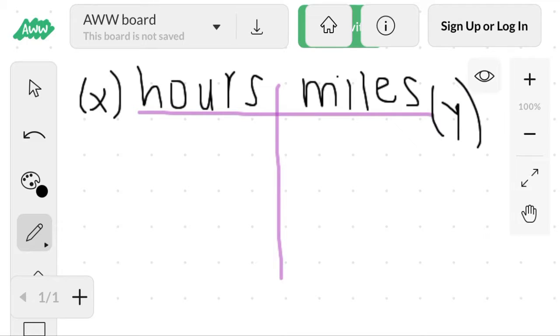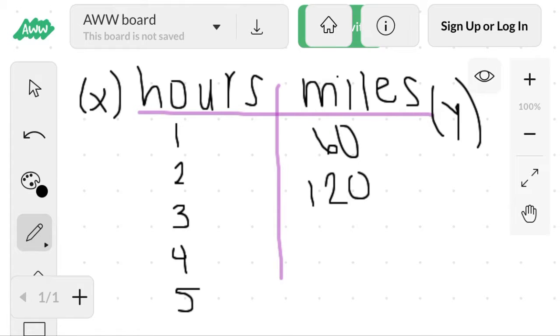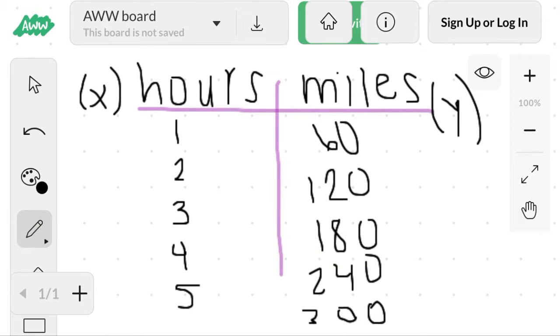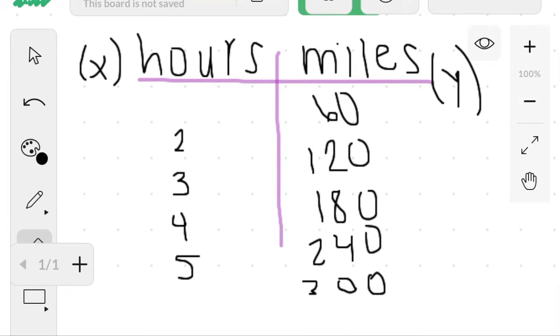When filling in the chart, you add all numbers of hours leading up to 12. On the other side of the chart, you put 60 next to 1, since you already solved that. To find the other numbers, you have to multiply the number of hours by 60. You have to times it by 60, and that's how you get 120 miles. That's a little example if you needed help.